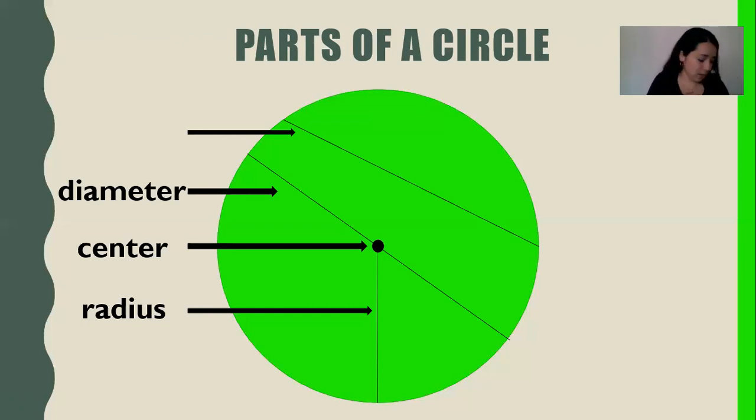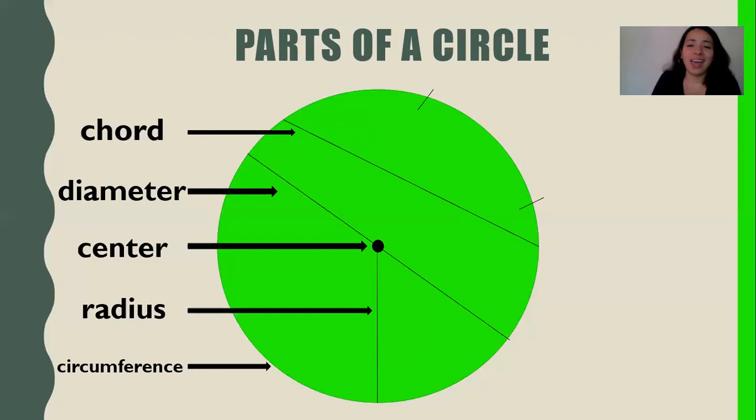Next one, what about this one? You need help with that one? Okay, so this one is the chord. The chord. Oh, I'm clicking backwards. Not this one. Oh, I already showed it. Circumference. Circumference, good. And last, the arc. The arc. Good, really good.